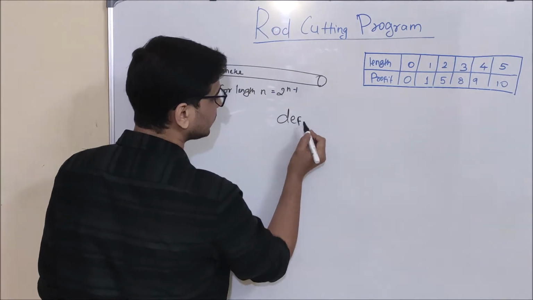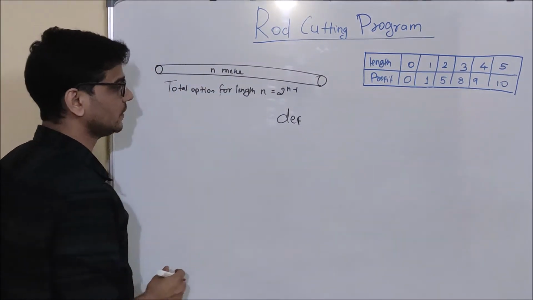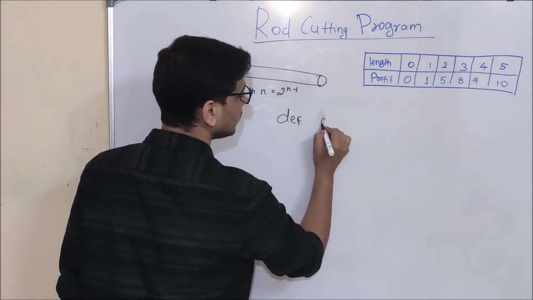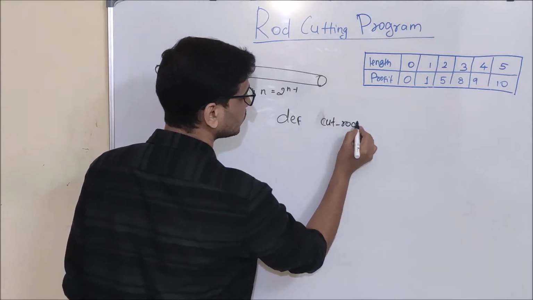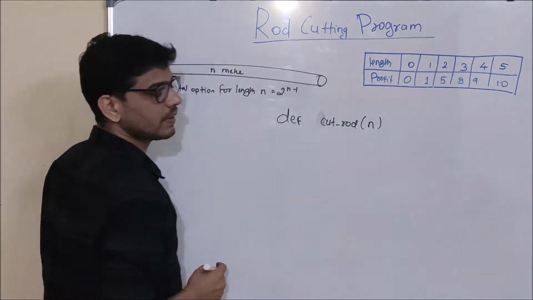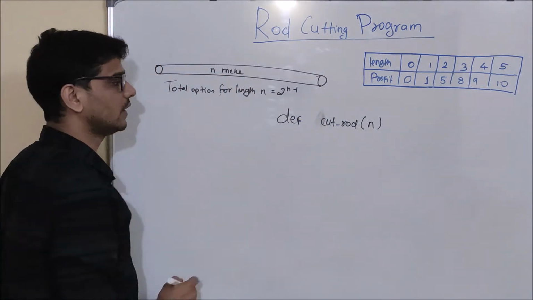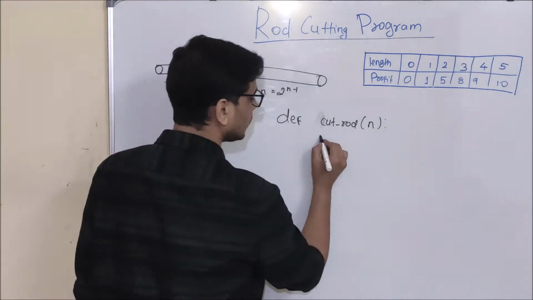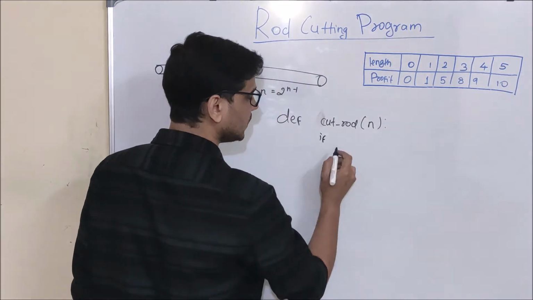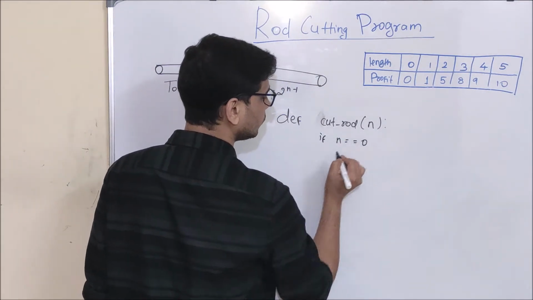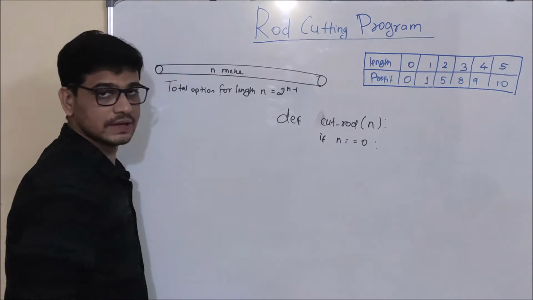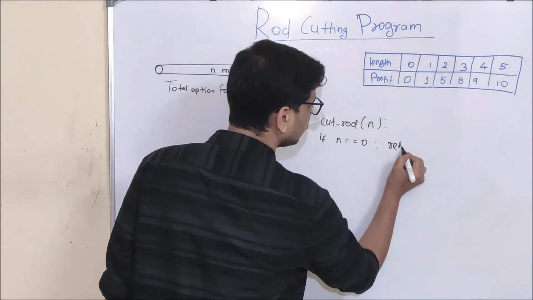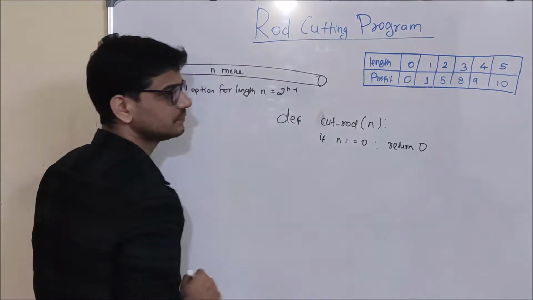So first of all, the def keyword to write the function, to define the function, and let's name the function cut rod. And n is the parameter it is taking. And what is n here? n is the length of the rod. First of all, the base case: if n is equal to 0, can I do anything or get any profit? No. So what I am going to do is return 0.